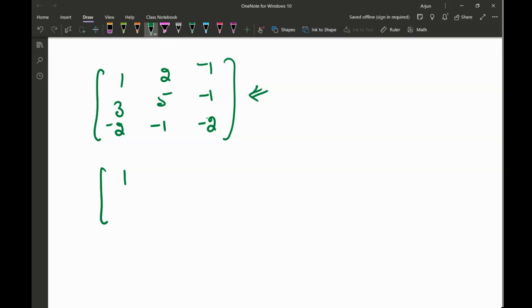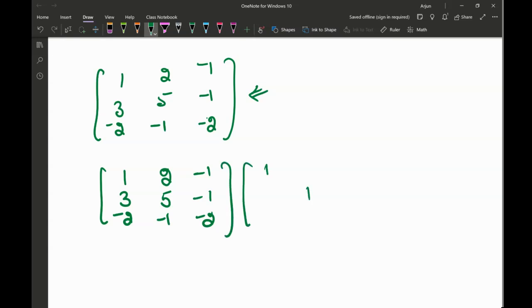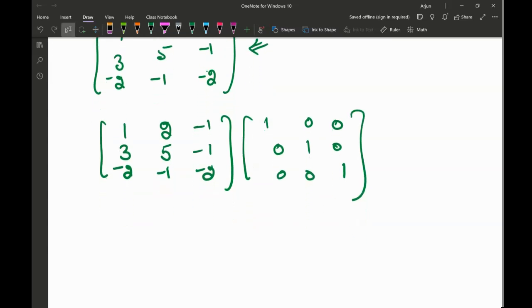So I'm going to write it once more: 1, 3, minus 2, 2, 5, minus 1, minus 1, minus 1, minus 2. And with this, I'm going to write the identity matrix here. Now I'm going to apply the same operations which I applied to the 2 by 2 matrix. Again, my objective will be to move in this direction, so try and clear out these terms, this term, this term, this term.